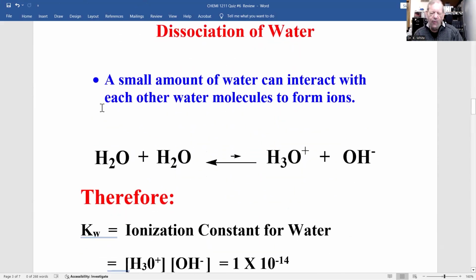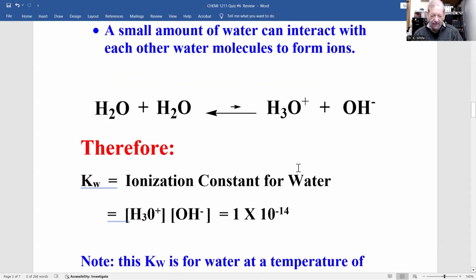Now, it turns out water is a very interesting chemical. Yes, it is a chemical. And a small amount of water can react with itself to form ions. Notice it's an equilibrium, and the equilibrium is mostly to the reactant side, but enough forms H3O plus hydronium ions and OH minus hydroxide ions.